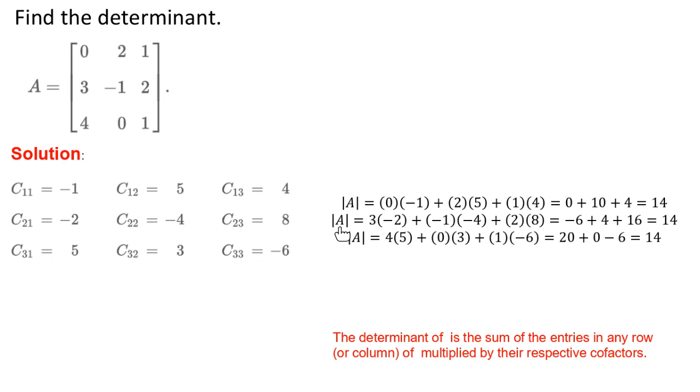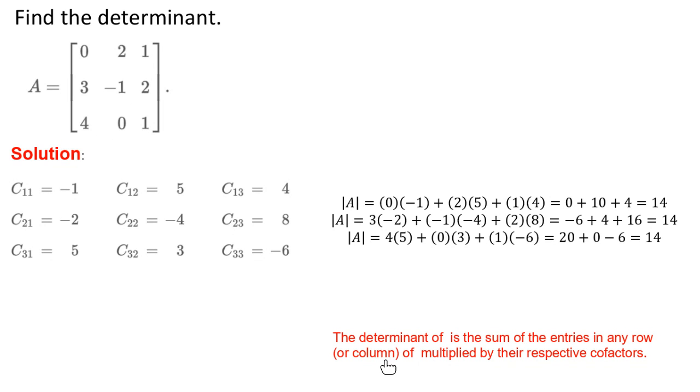But I also did it for the second and the third row, and notice that you still get the same number, 14. So no matter which row you choose, you're always going to end up with the same answer. So you just need to do it once. I did it all 3 times just to illustrate it, but you just need to do it once.